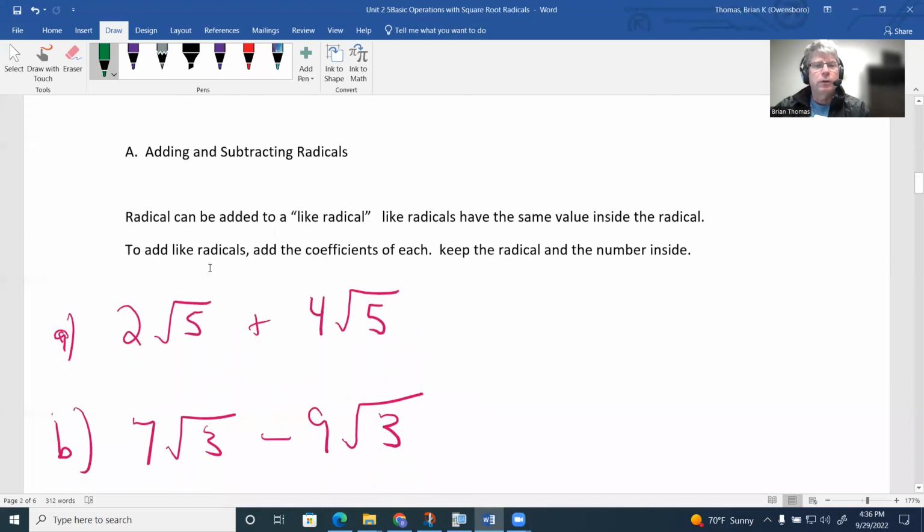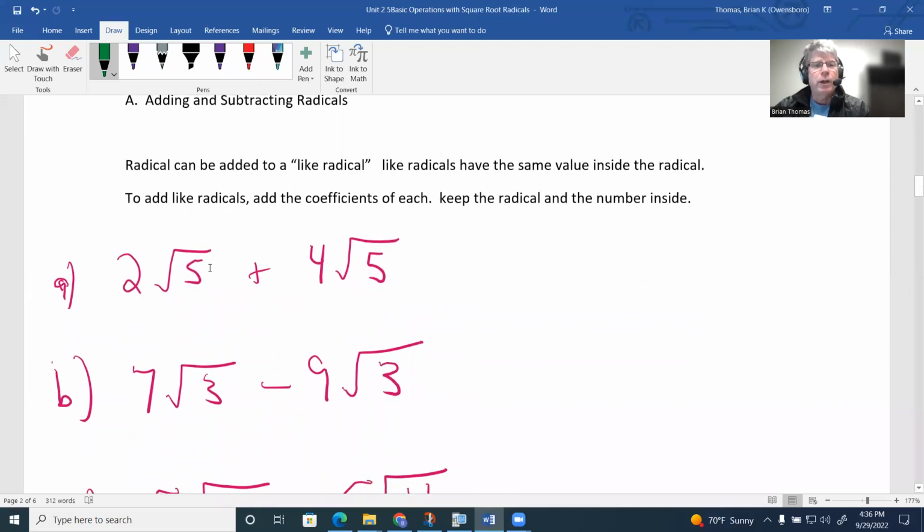So the next thing we'll get into is adding and subtracting radicals. A radical can be added to what we call a like radical. Like radicals have the same value inside the radical. To add like radicals, all we do is add the coefficients of each and keep the radical and the number inside.